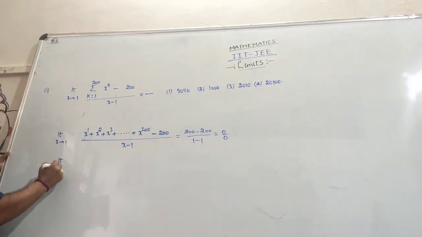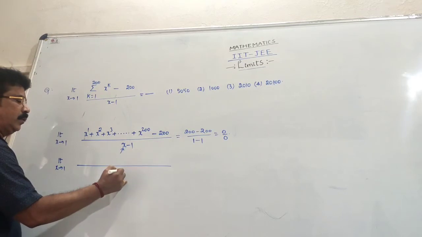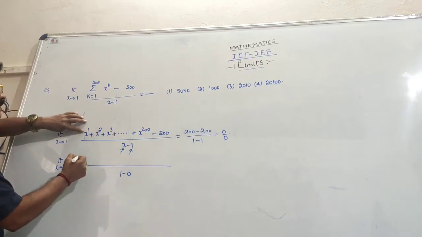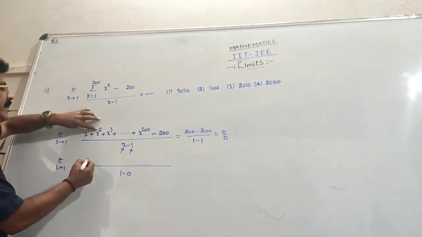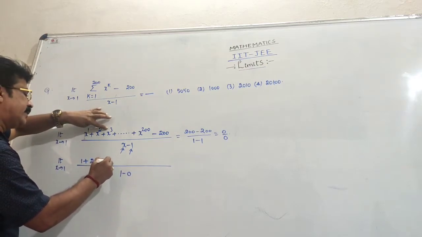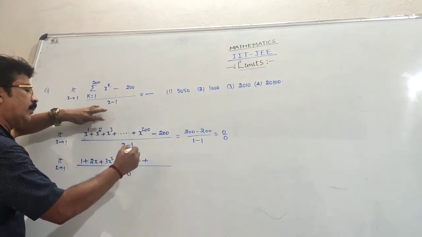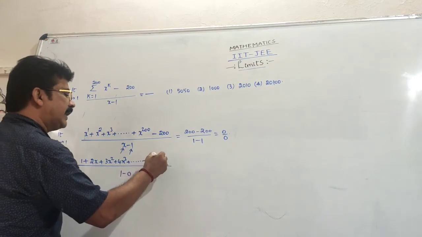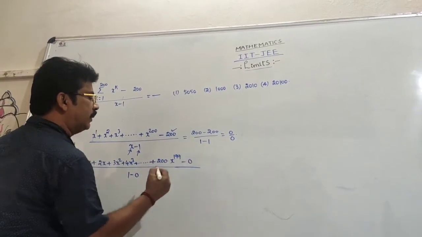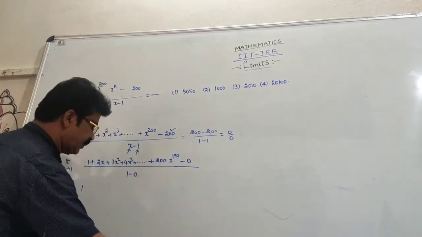So therefore, the limit as x tends to 1. Denominator: d by dx of x minus d by dx of 1 is 1. Numerator: d by dx of x is 1, plus d by dx of x square is 2x, d by dx of x cubed is 3x square, later 4x cubed, like that, plus and so on, plus 200 into x to the power of 199, minus the derivative of 200, which is 0. So that is equal to the limit. Okay, I will substitute directly now.